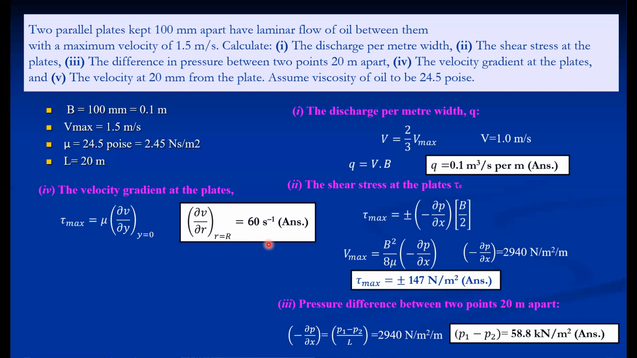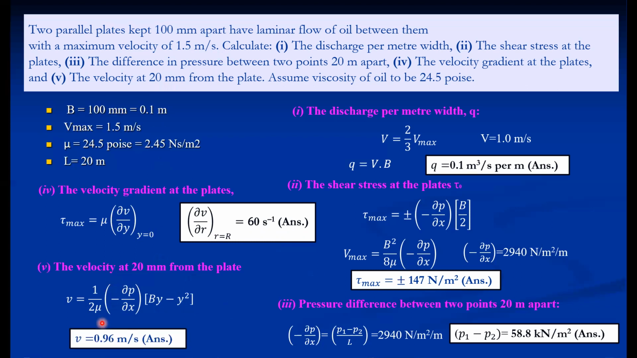Then velocity at 20 mm. That is a local velocity, so we have to use the local velocity expression here: 1 upon 2 mu times minus delta p by delta x times (b y minus y square). Putting the value of y equal to 20 mm from the lower plate, and minus delta p by delta x is already known to us. So all quantities on the right hand side are known to us, and we can calculate the local velocity. So this is the way we can solve the problems.